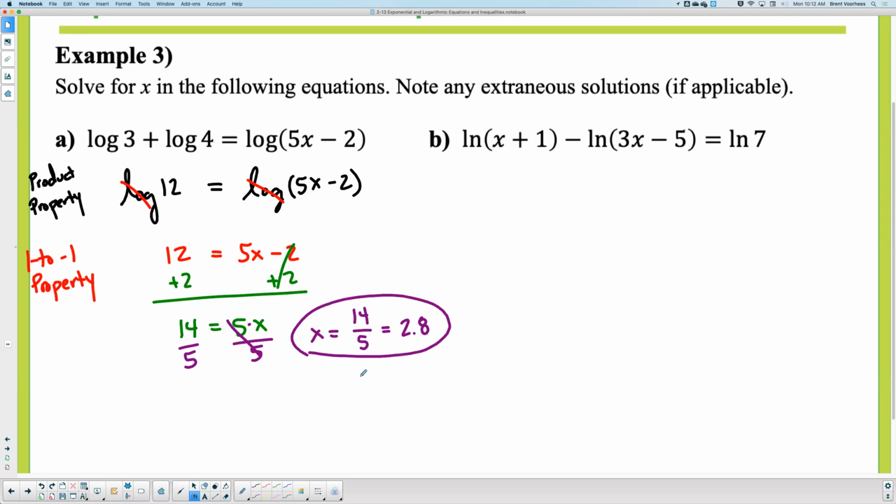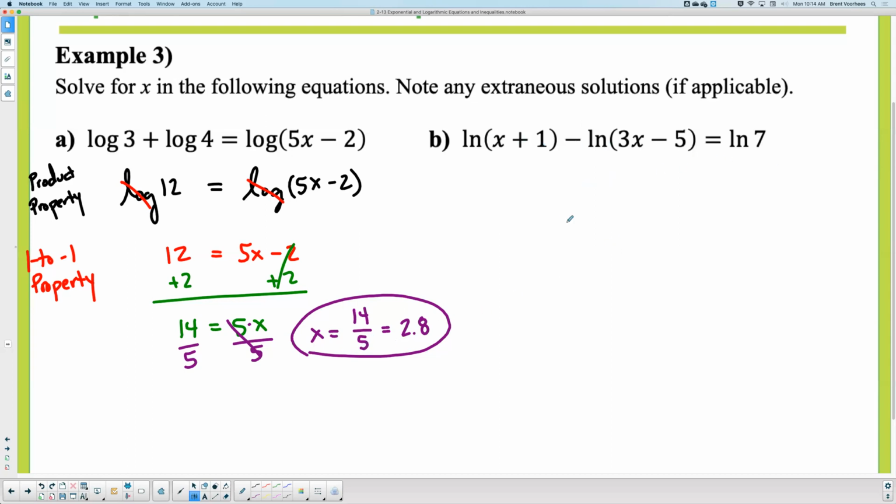Now, let's check to see if this is extraneous. What does it mean? It means when you plug it in that the math would not work out right. So usually with the logarithm, what that means is when you plug it in, you get a negative log. Let's check it. If I plugged it in right here, well, I have 5 times 2.8. We know what that should be from right there. What is 5 times 2.8? 14. So what's 14 minus 2? 12. Now, would that equal log 3 plus log 4? Yeah, so this is a good answer. That's a great answer. It's not extraneous. It's a good answer. Just leave it as it is.